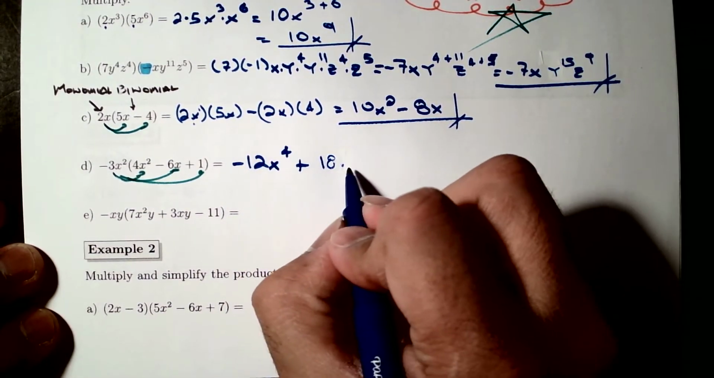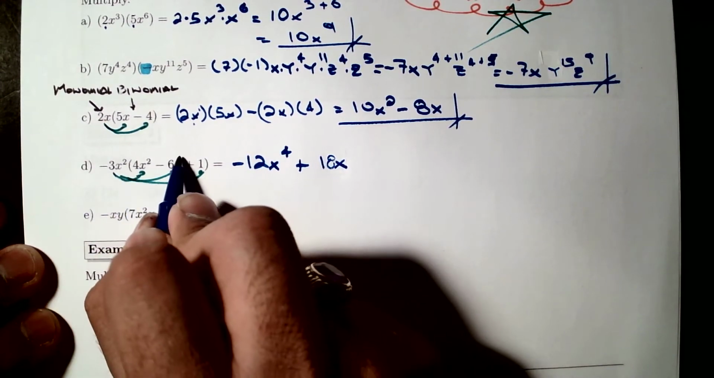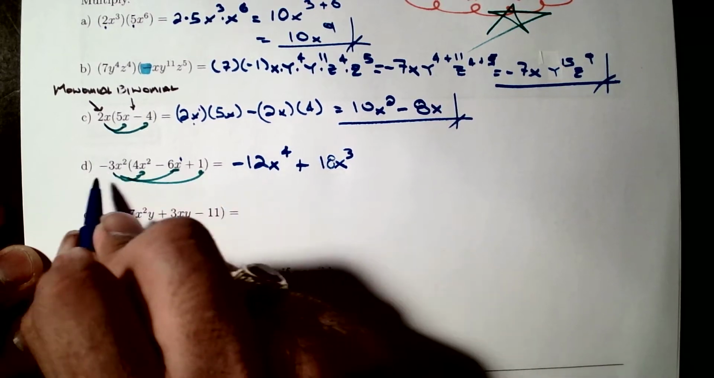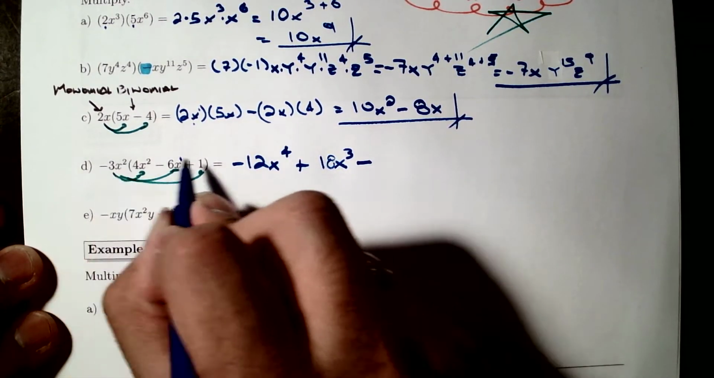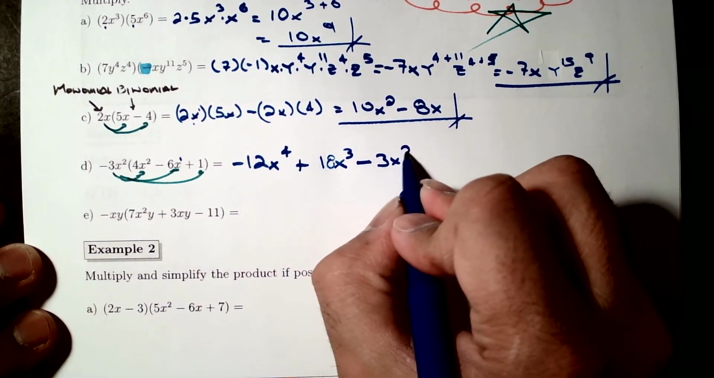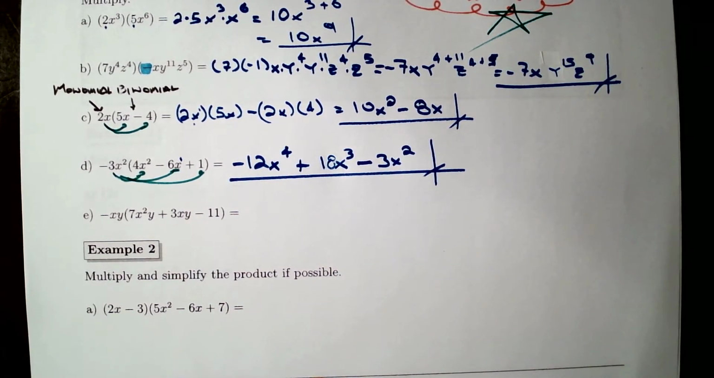And x to the 2 plus invisible 1, that's x cubed. And then negative times a positive is negative, so 3x squared times 1 is simply itself, 3x squared. Alright, final answer.